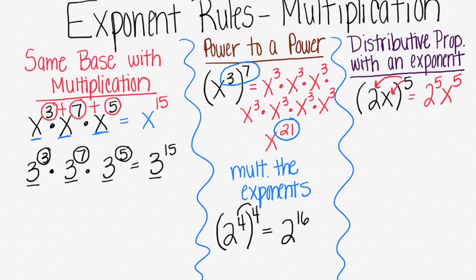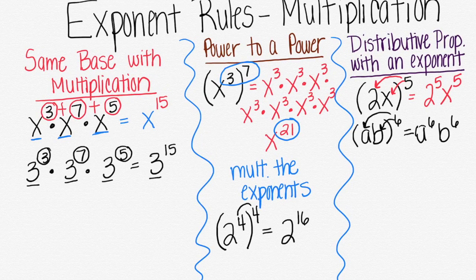Or let's say we have more than one variable inside of the parentheses. Well, the 6 still goes to the a and to the b. So this would be a to the 6th power, b to the 6th power.